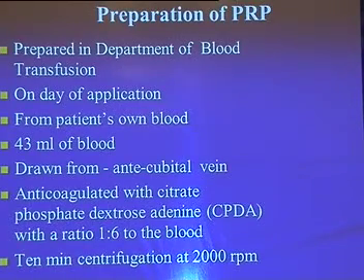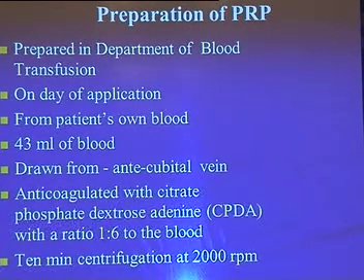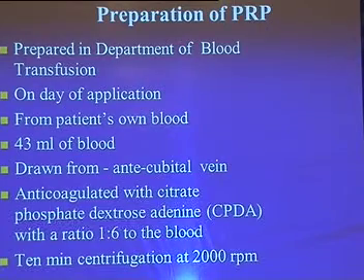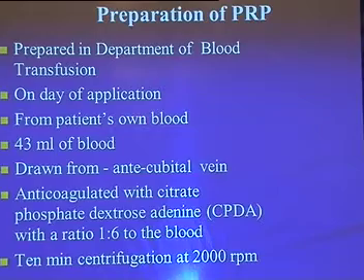Now the preparation of PRP. It is prepared in the Department of Blood Transfusion on the day of application from the patient's own blood. 43 ml of blood is taken from the antecubital vein and anticoagulated with citrate phosphate dextrose adenine, CPDA, at a ratio of 1.1:6 to the blood. Then 10-minute centrifugation at 2000 RPM.